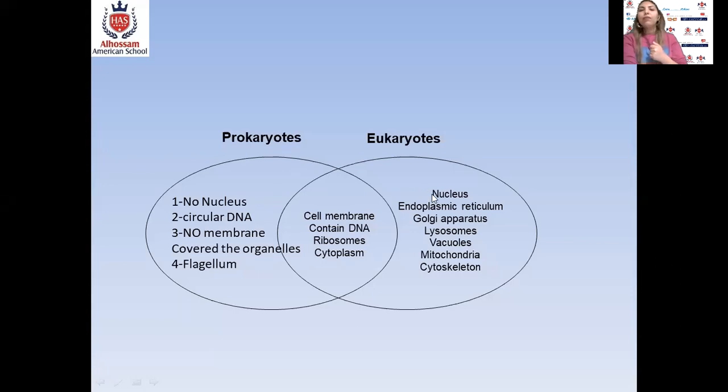Eukaryotes have nucleus, endoplasmic reticulum, and we will see all these organelles and the function of all these organelles today in our session. Golgi apparatus, lysosomes, vacuoles, mitochondria, cytoskeleton. And the common parts between both of them: cell membrane, DNA, ribosomes, and cytoplasm.